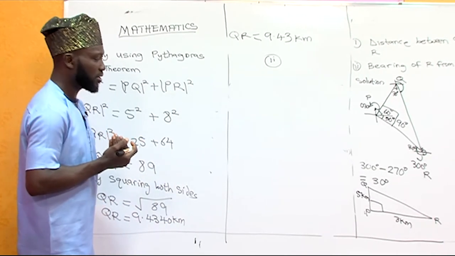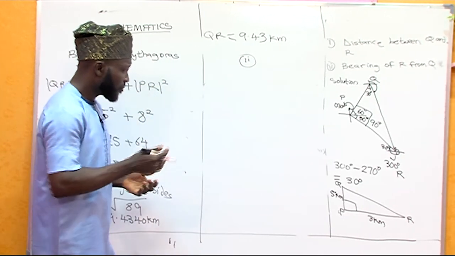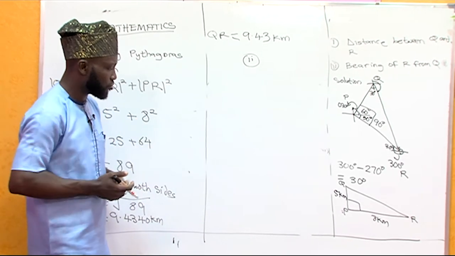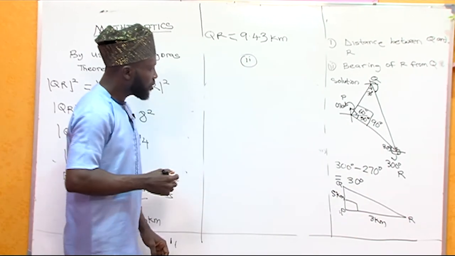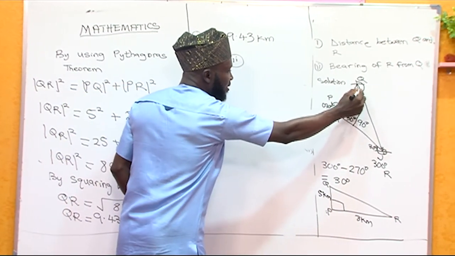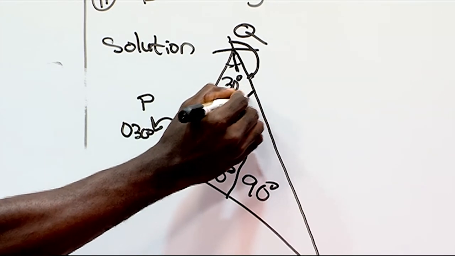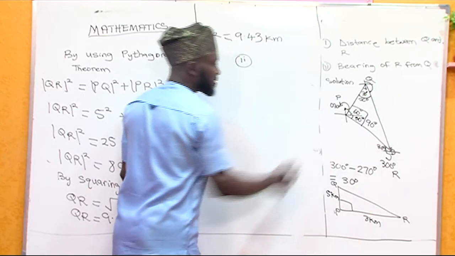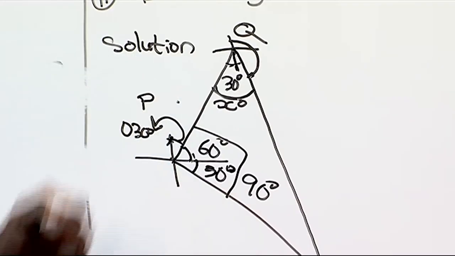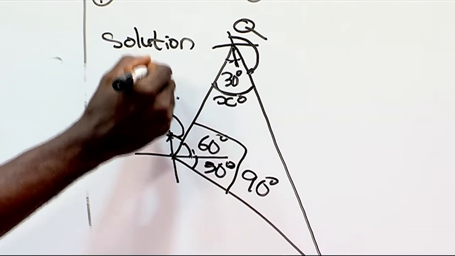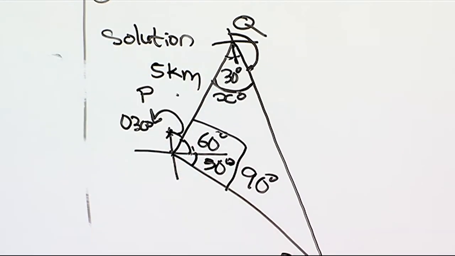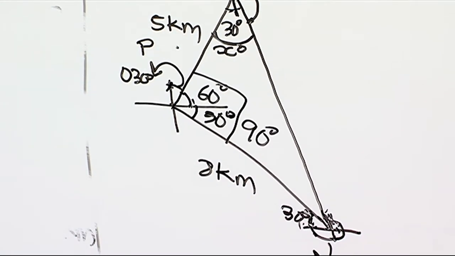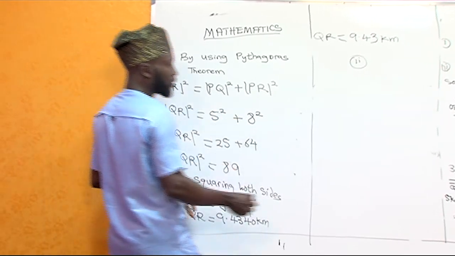And how are we going to get this small angle? You can use different methods. I can decide to use SOH CAH TOA. I can use sine. I can decide to use tan. It depends on the angle given to you. If we consider this angle, I can decide to take this angle to be equal to theta. Now, if this is my theta, remember from the question, we have PQ equal to 5 kilometer and PR equal to 8 kilometer. Then we know our new distance, which is QR, is equal to what?